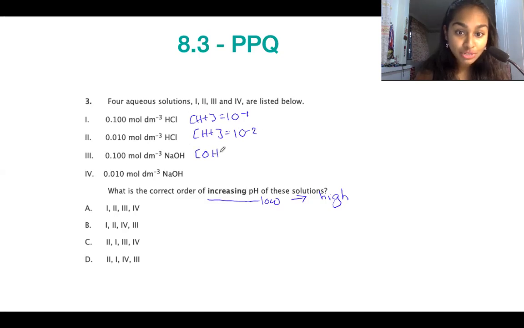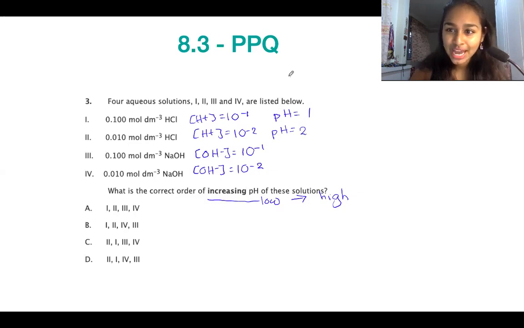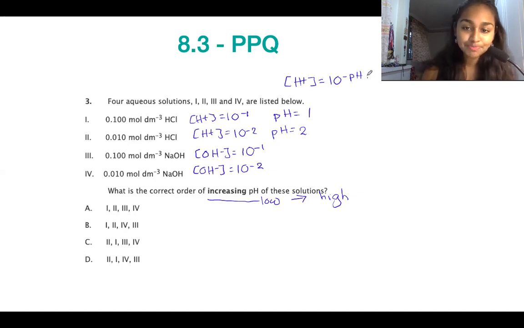because options 3 and 4 are bases, I'm going to express them in terms of OH minus. So let me just write these out. Good. All right, now let's work out the pHs then. So this one I can work out straight away, pH of 1. This one I can work out also straight away, pH of 2. If you're wondering how I've done that, I've used the formula that we've seen earlier, which is this one.